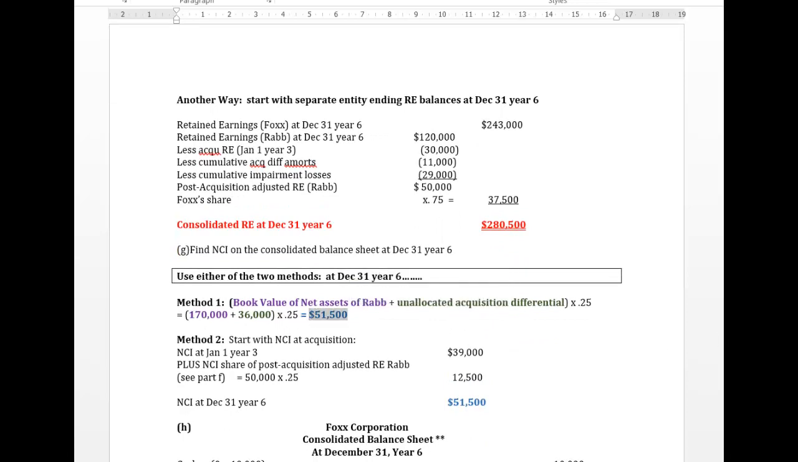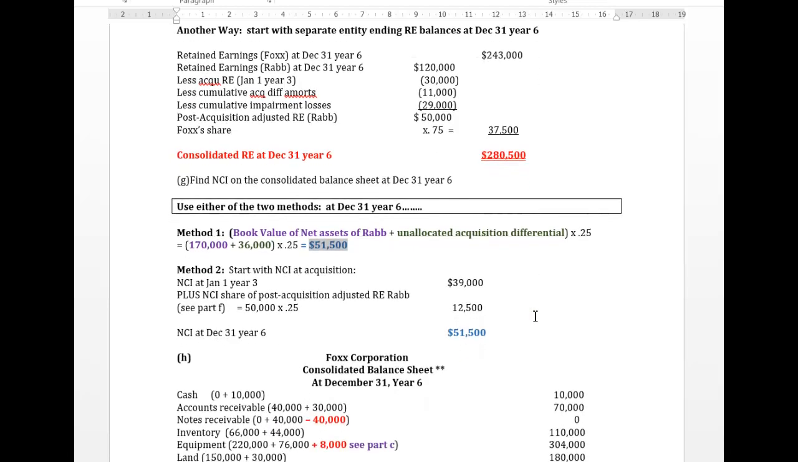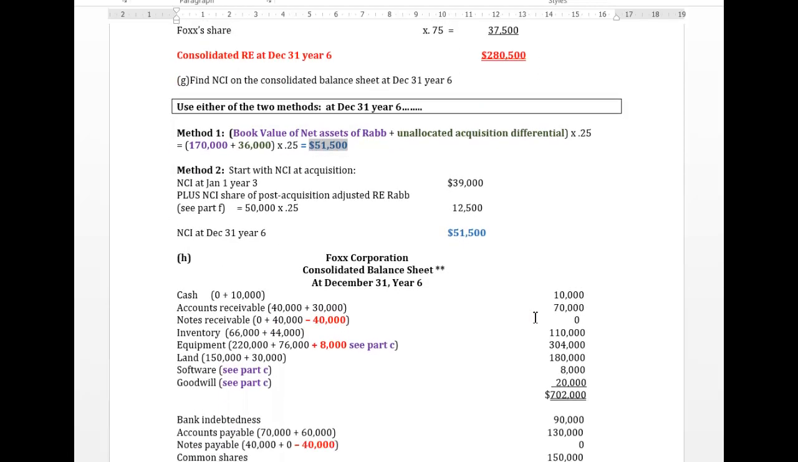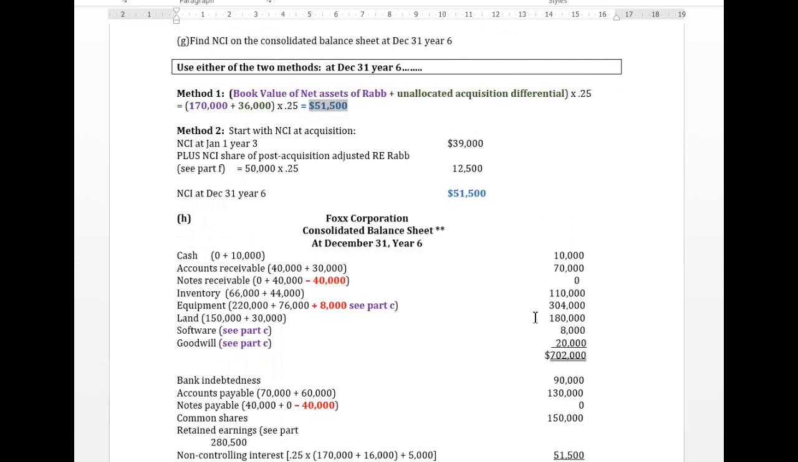So we know using method 1, we should have NCI at the end of year 6 for the consolidated balance sheet of $51,500. If you wanted to double check that, or if you just preferred to use method 2, you could. You can start with your NCI at acquisition, which is why I always get you to do it as part of your first step. In Part A, we did it. And you'll remember we calculated NCI using the entity theory as the implied value times the NCI share, which is 25%. And we got 39,000.